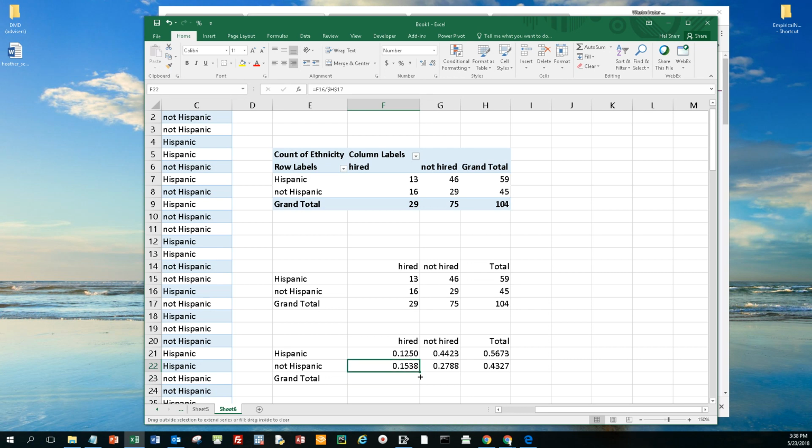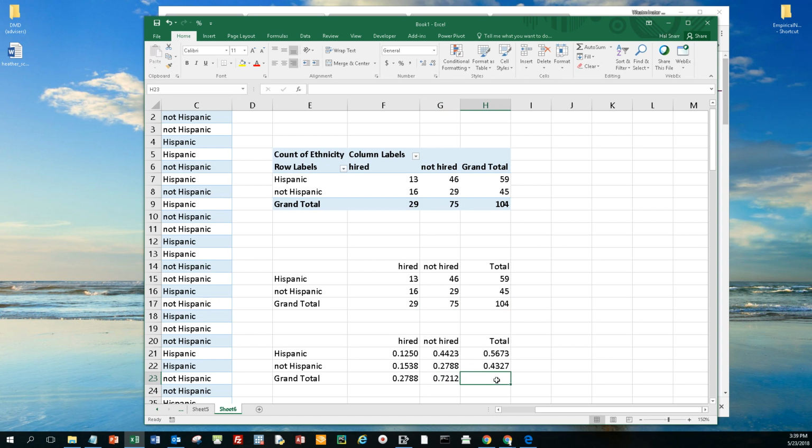Or I can drag this down, and I calculate it as 29 applicants were hired, and there are 104 applicants. So the probability of a randomly chosen applicant being hired is 0.2788. And then for not hired, I take the number of applicants not hired divided by the number of applicants.